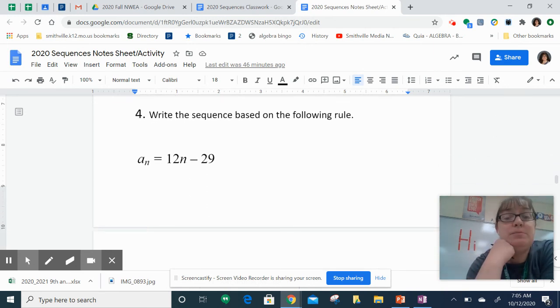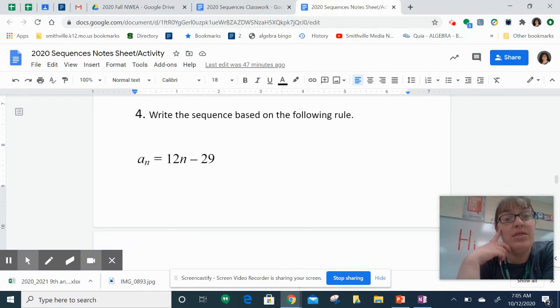Number 4, write a sequence based on this rule. This isn't an explicit rule, so we're going to plug in 1 for n and figure out what the number is. So 12 times 1 is 12. 12 minus 29 is negative 17. And so negative 17 would be the first term of my sequence. If I plugged in 2 to find the second term, I'd take 12 times 2, which is 24, and then 24 minus 29 gives me an answer of negative 5. So negative 5 is my second term.